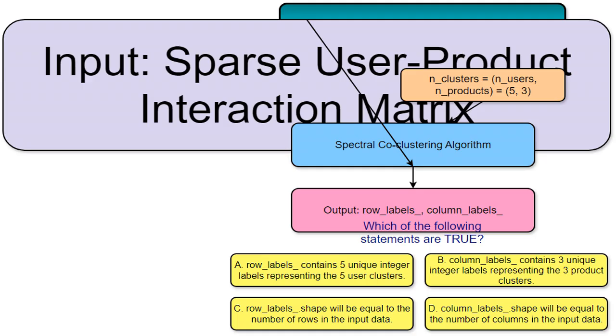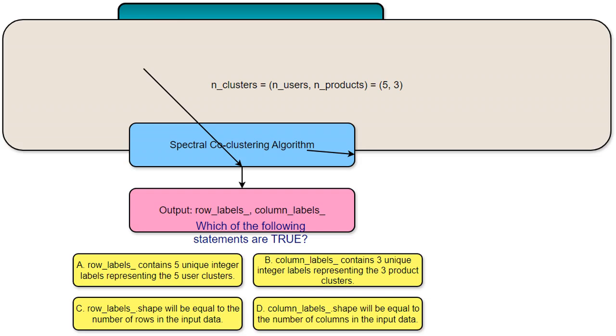I'm working with a dataset that shows how users interact with products. Think of it as a big table. Each row represents a user, and each column represents a product. Many cells in this table will be empty because a user hasn't interacted with every product. It's sparse because it's mostly empty, pretty common in real-world data. I want to group users and products into clusters. I'm deciding to have 5 user clusters and 3 product clusters. This is like sorting users into 5 groups based on their buying behavior and products into 3 groups based on their similarities. Let's see what happens.